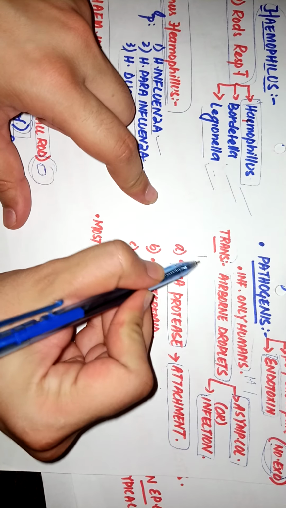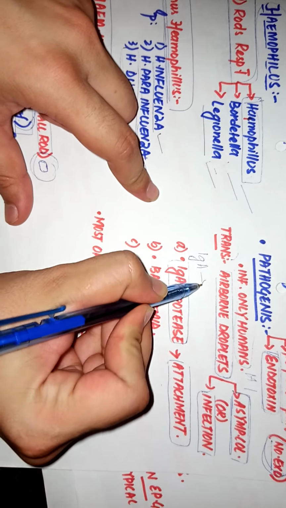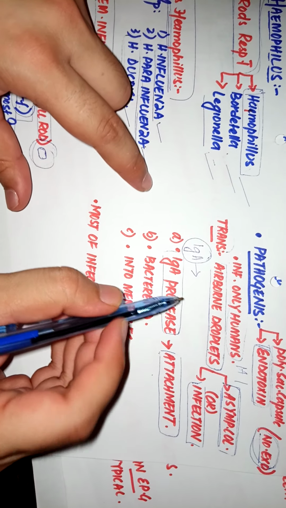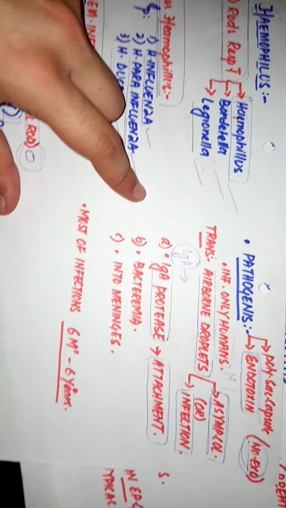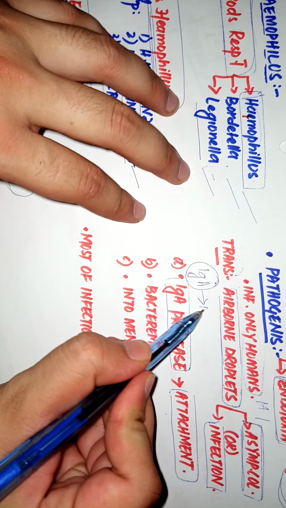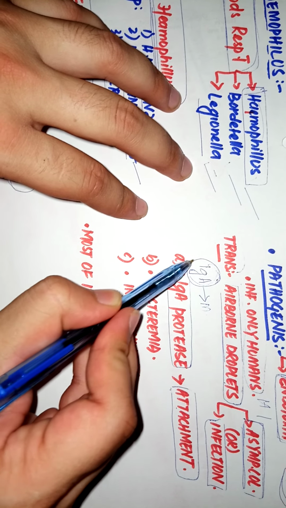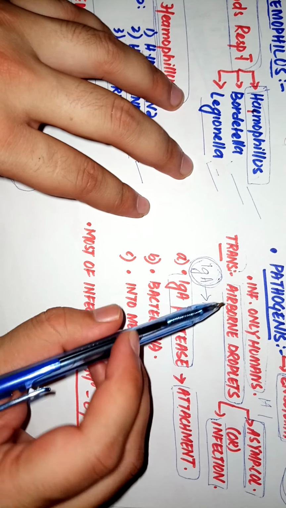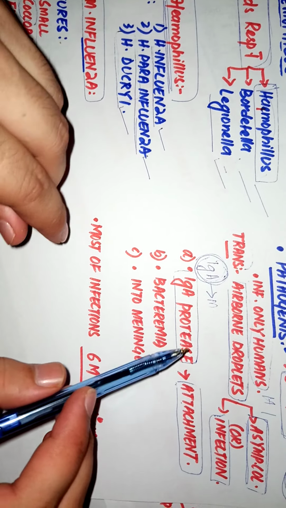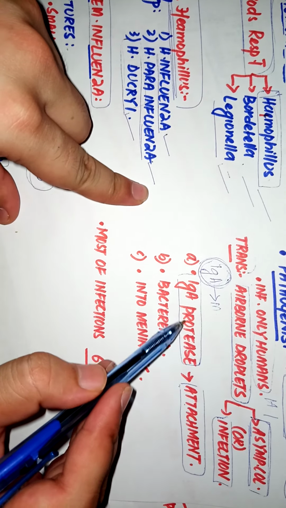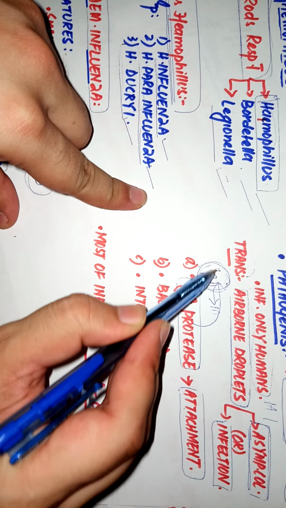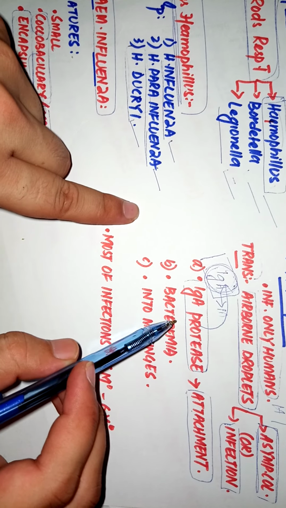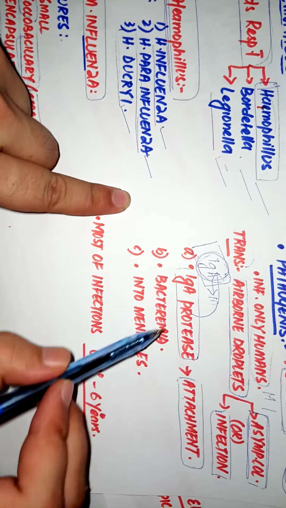We know that IgA is an immunoglobulin, which is mostly found on the mucosal surfaces, and this IgA binds to the pathogen and prevents it from binding to the mucosal surface. So when this IgA protease degrades the IgA, the organism can easily penetrate through the mucous membrane.